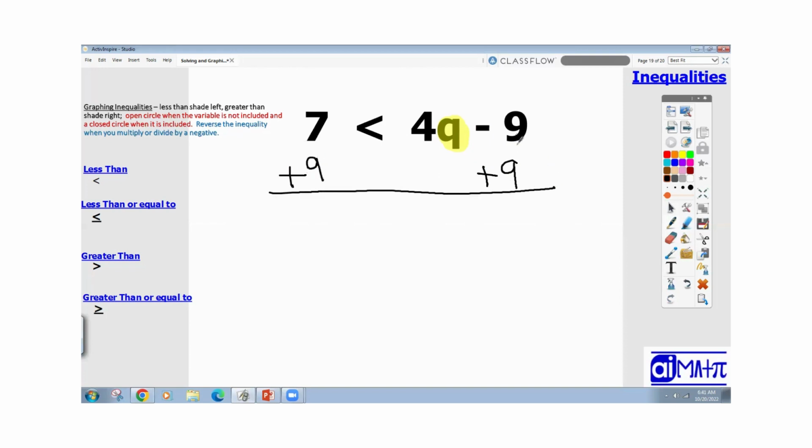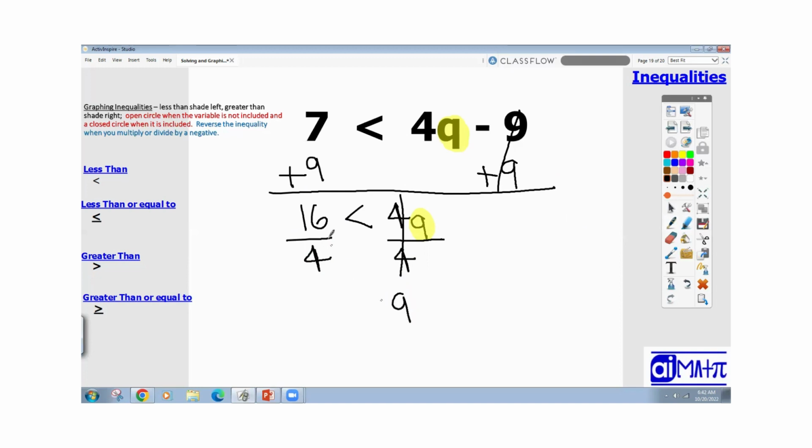So negative 9 plus 9 is the same thing as 9 minus 9. This cancels out. 7 plus 9 is 16. Is less than 4q. The opposite of multiplying by 4 is dividing by 4. We show that by this fraction bar. Divided by 4 here. Divided by 4 here. 4 divided by 4 is just positive 1.